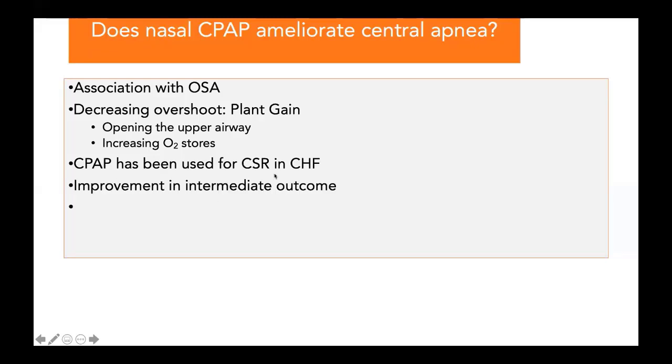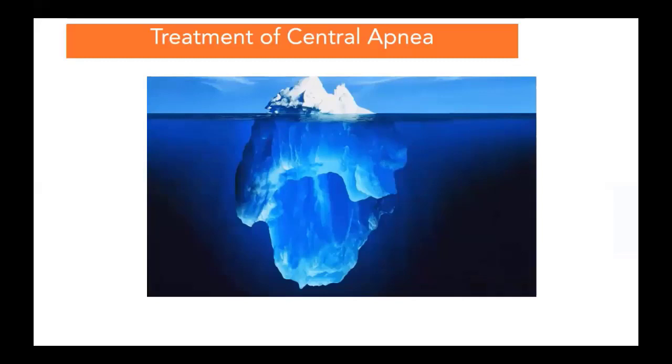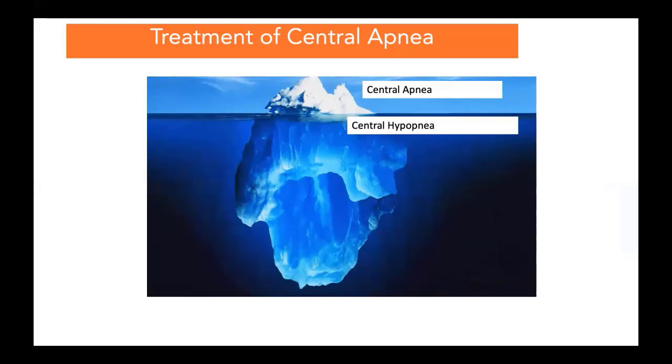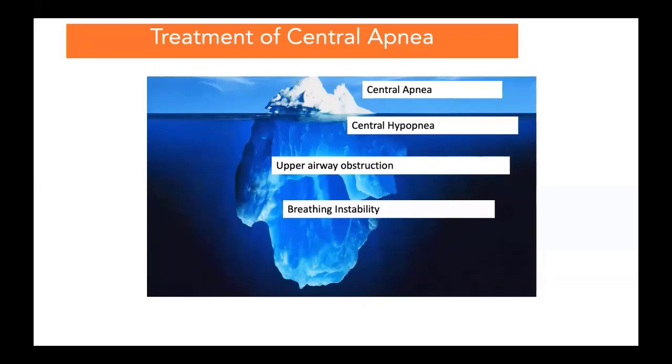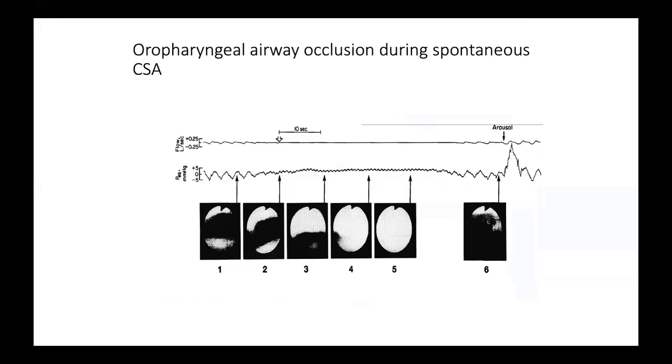It has been used, and there has been improvement in intermediate outcome, which is AHI or central apnea index. However, if we think of central apnea, we have to think that underneath it, there is central hypopnea that's often missed. There's upper airway obstruction intermixed with it, and there's breathing instability. And you really have to look at all of this in a holistic fashion. So this is work that's done by our group.